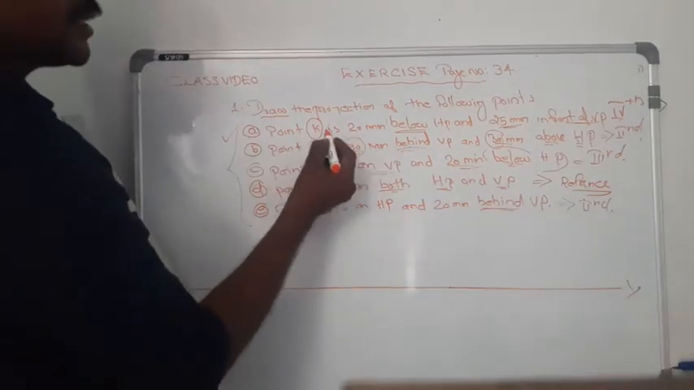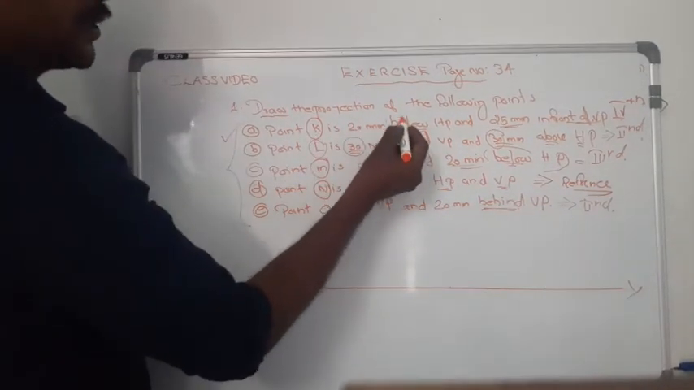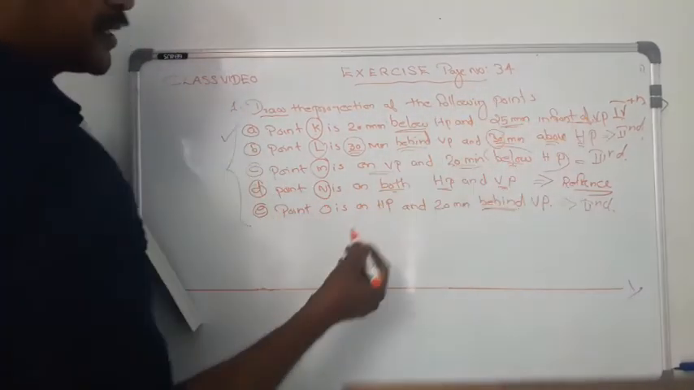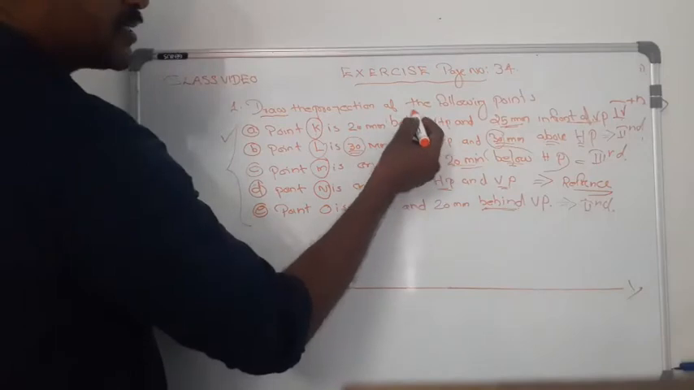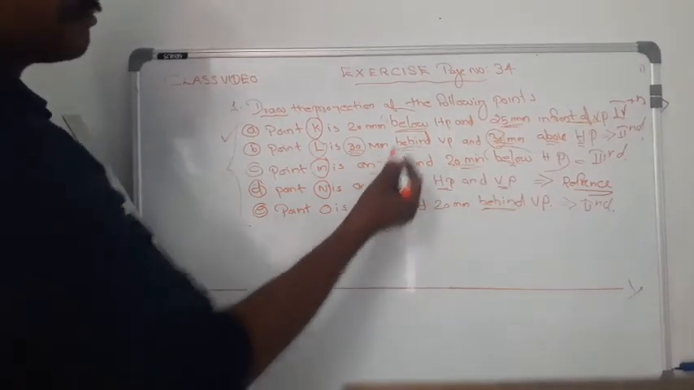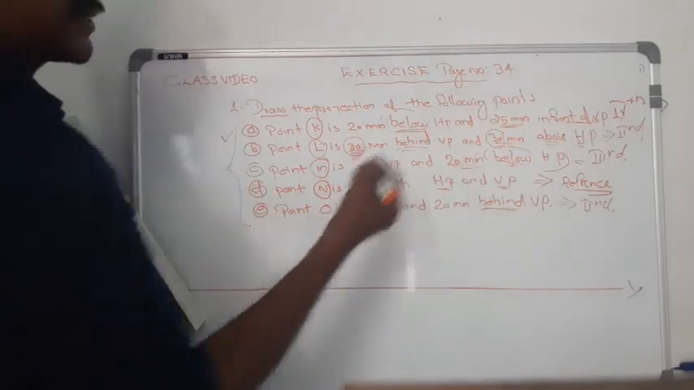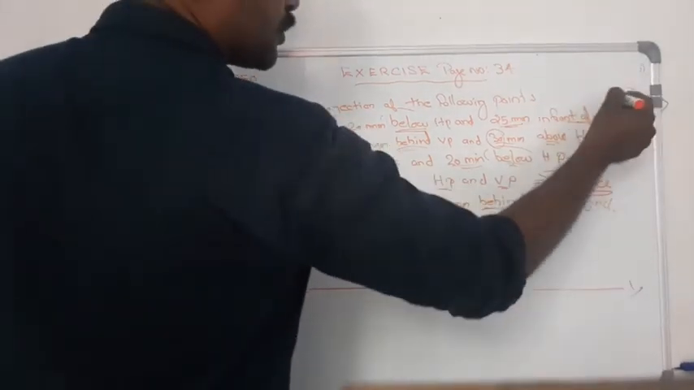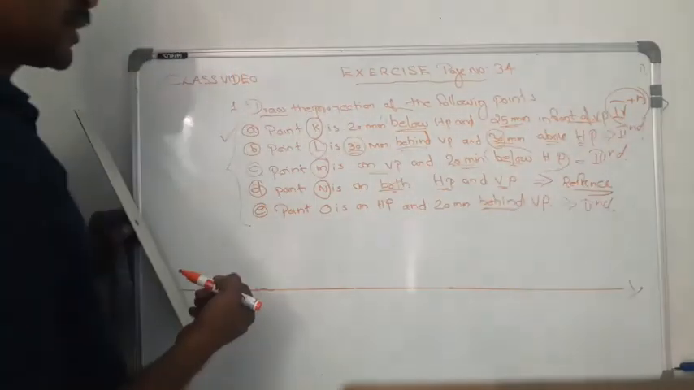From the hint, K is 20 mm below HP and 25 mm in front of VP. From these two hints, we can understand which is the quadrant. Below HP and in front, that is the fourth quadrant. Our object is placed in the fourth quadrant.